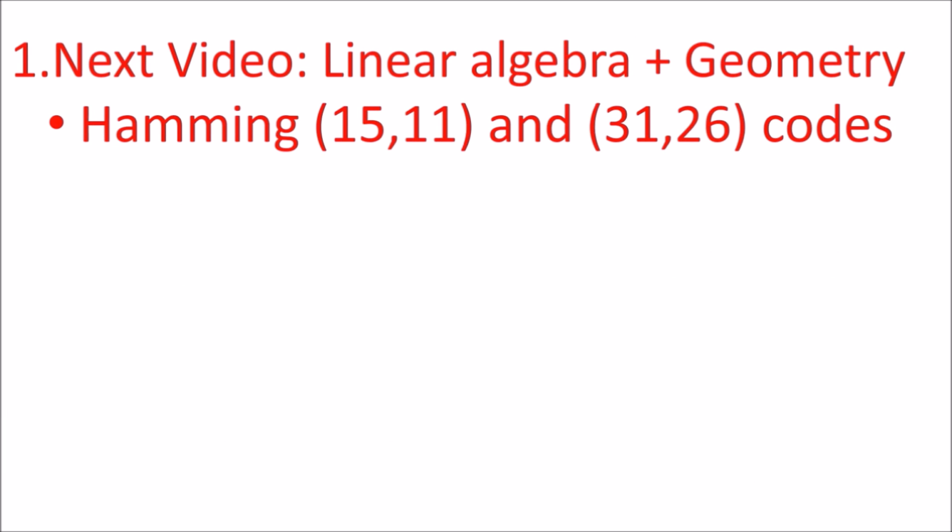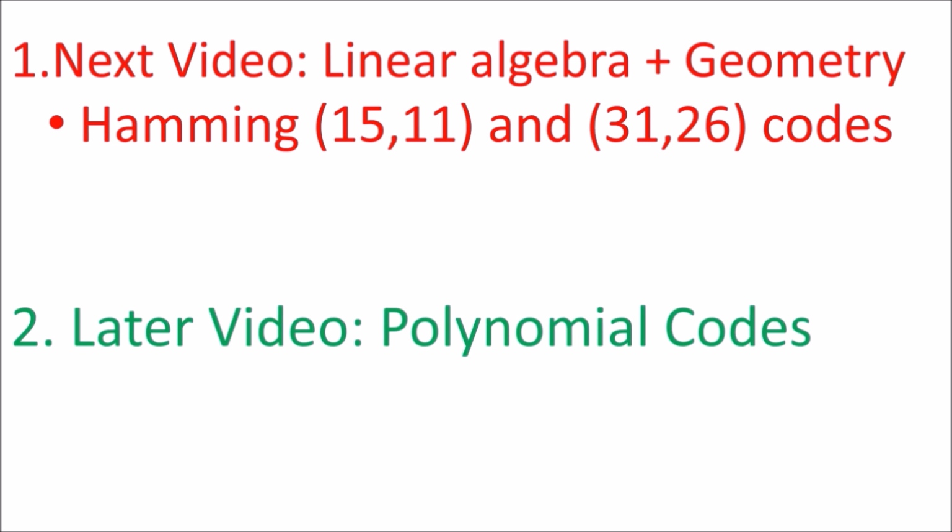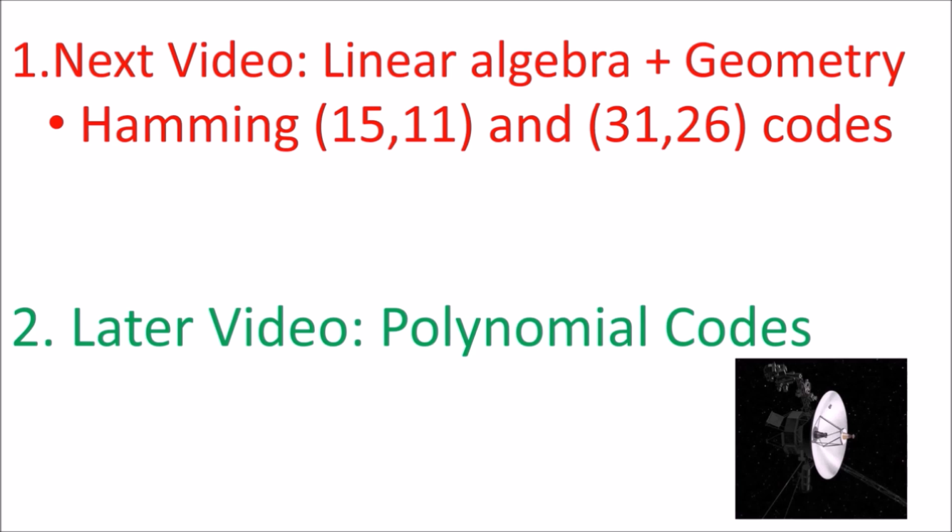In the next video in this series, I'm going to show you how linear algebra can give these linear equations geometrical meaning, and also discuss other Hamming codes such as the Hamming 15,11 code and the Hamming 31,26 code. And in a later video, I'll discuss the actual polynomial codes used by the Voyager space probes.